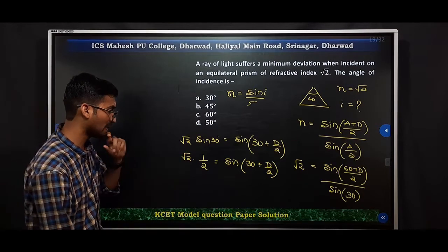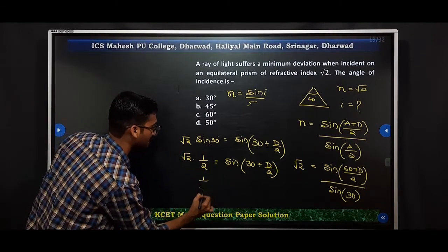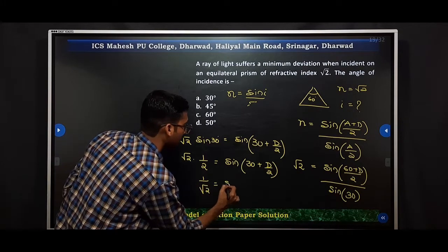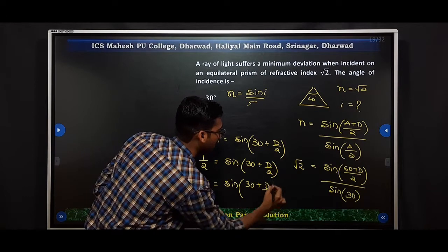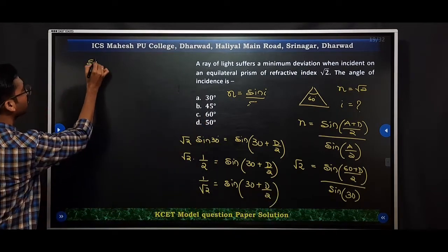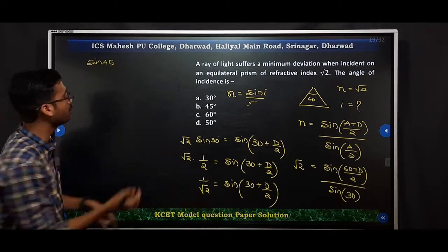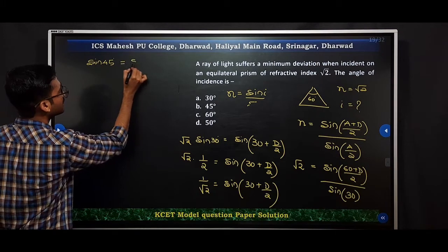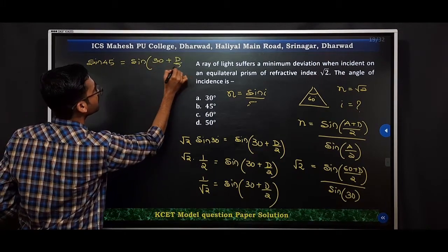Now if I solve this, root 2 into 1 by 2, I can make it root 2 into root 2 in the denominator, therefore it comes out to be 1 by root 2, equal to sine of (30 plus D) whole divided by 2. Now 1 by root 2 can be written as sine of 45. Right? 1 by root 2 can be written as sine of 45 degree. Therefore, sine of (30 plus D) by 2.